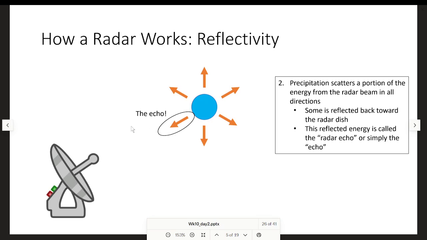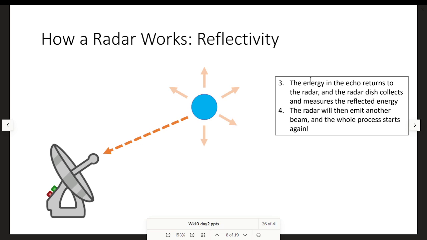Okay, the second thing that happens is precipitation scatters a portion of the energy from the radar beam in all directions. So the beam hits it, and some of it moves back towards the radar, but it's scattered in all directions. And this is called the radar echo, or the echo. So this is the echo, whatever comes back at it.